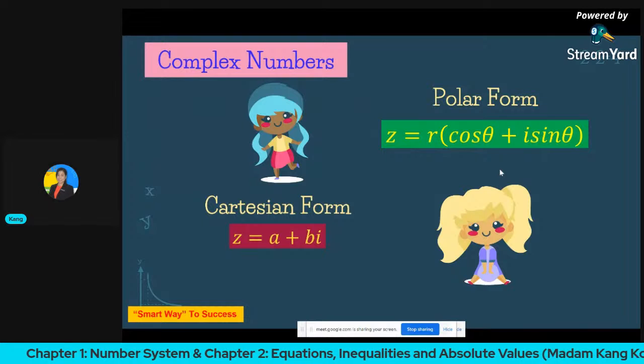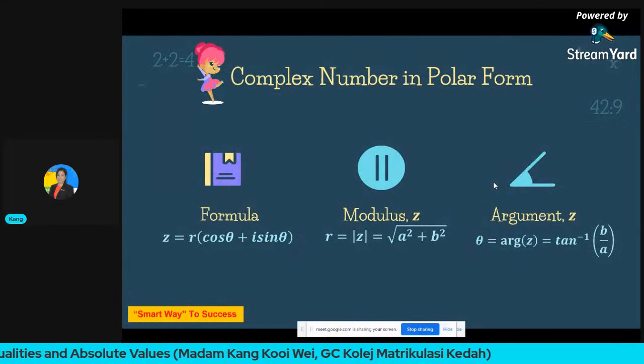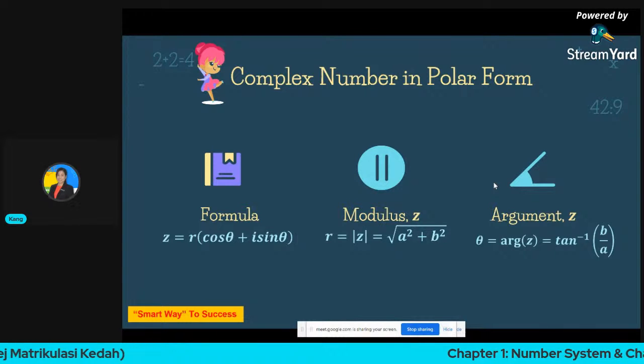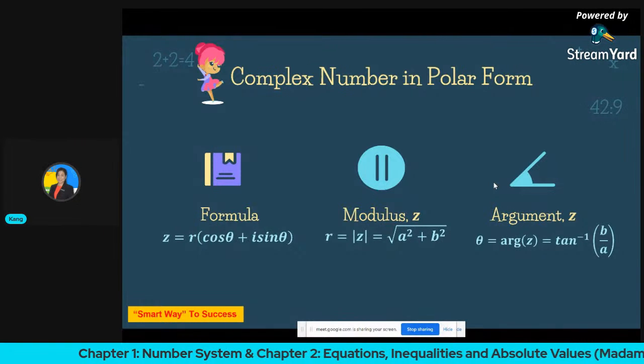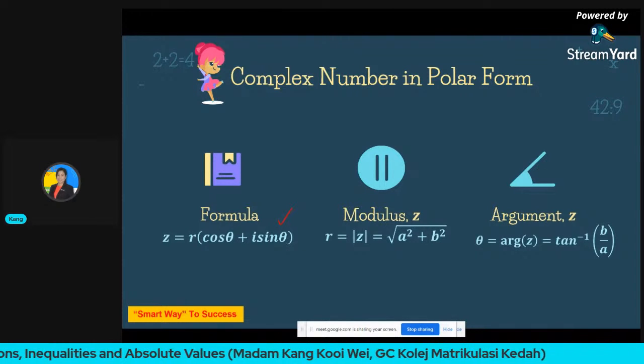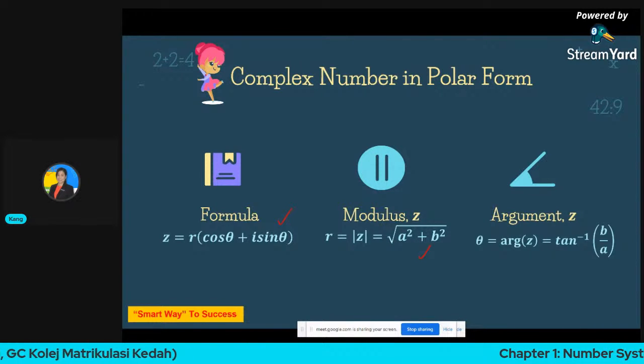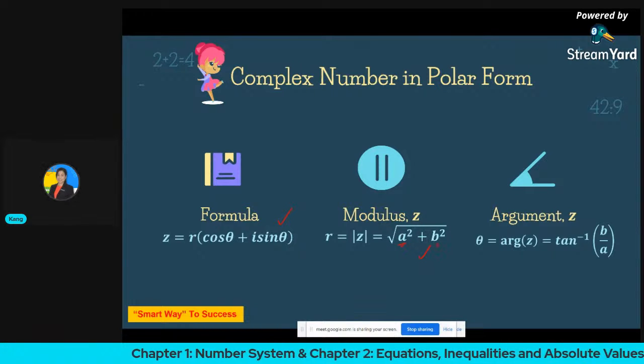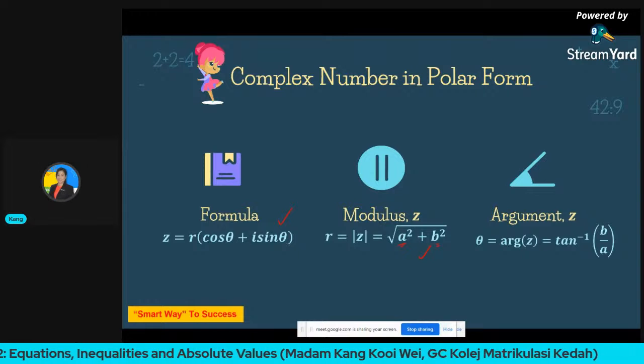Then we have the polar form, that is z equals r cos theta plus i sin theta. To solve the question of the complex number in the polar form, we need to remember the three criteria. That is the formula for the complex number, z equals r cos theta plus i sin theta. This one you need to memorize. Then we need to know how to determine the modulus of z, that is r. Modulus z equals square root of a squared plus b squared, where a is the real part, the number from the real part, and b is the number from the imaginary part. Then next we need to know how to determine the argument of z, theta, that is arctangent b over a.